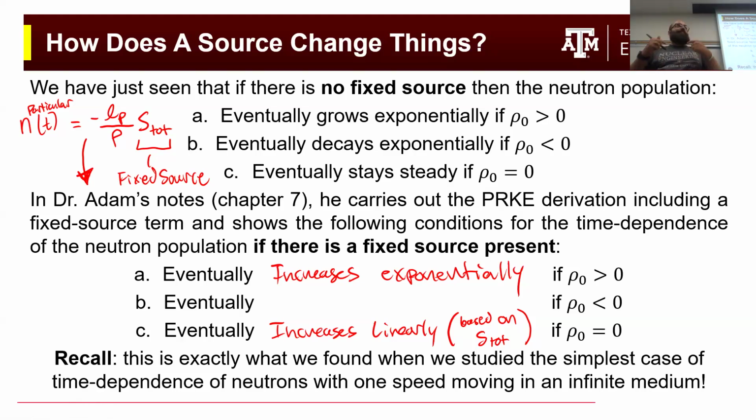The population is eventually going to reach a steady state. So that's what we can say here: eventually reaches a steady state.